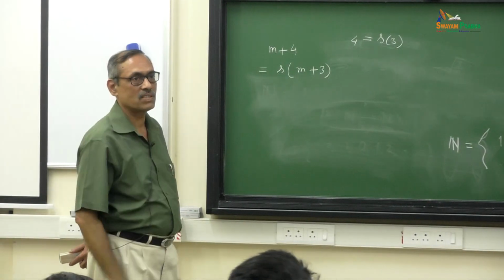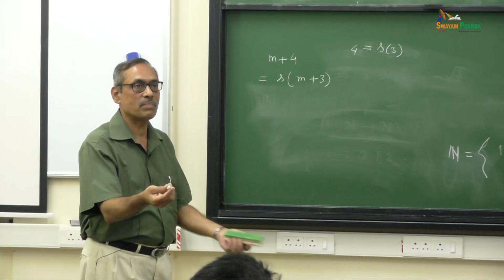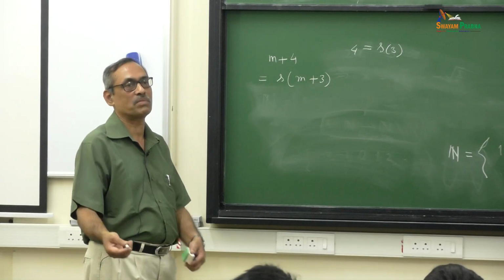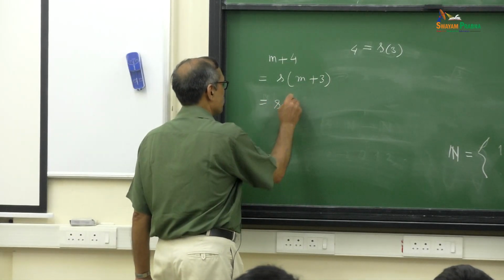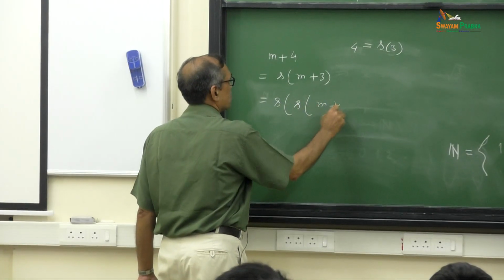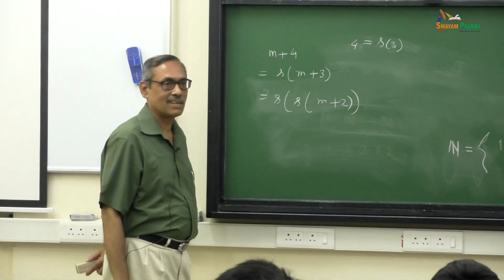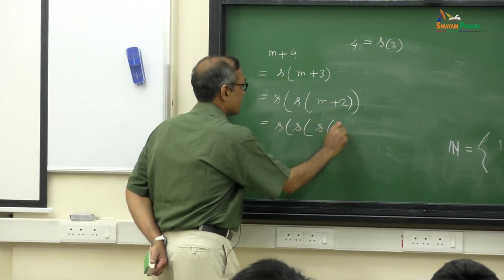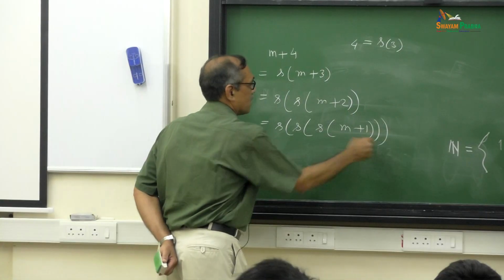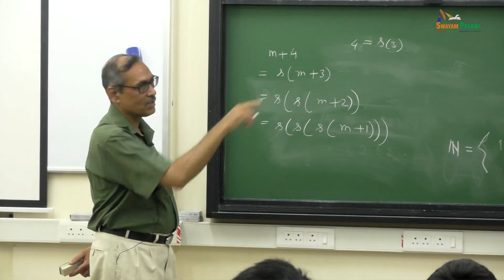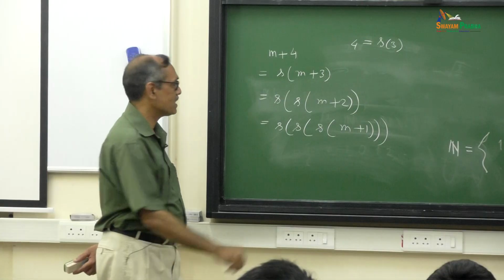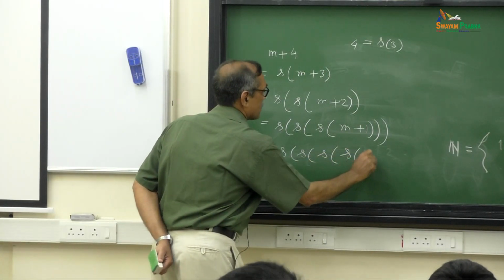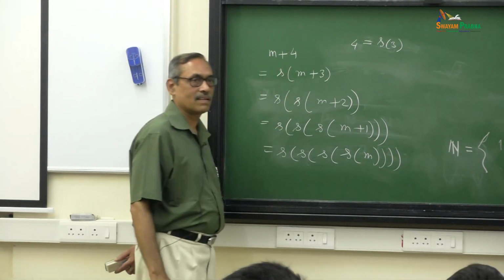m plus k, k is 3, right? But what is m plus 3? I don't know. 3 is equal to s of 2. So this will be equal to s of m plus 2, right? And what is this again? This is s of m plus 1, because 1 is there. And what is m plus 1? s of m, right.